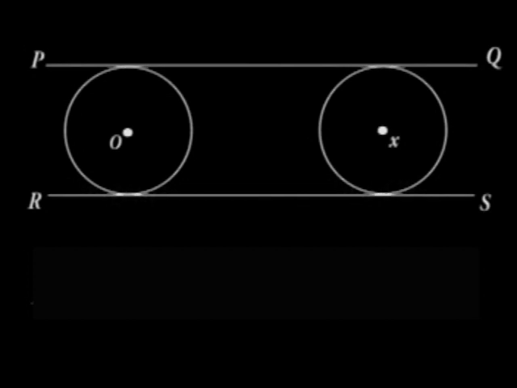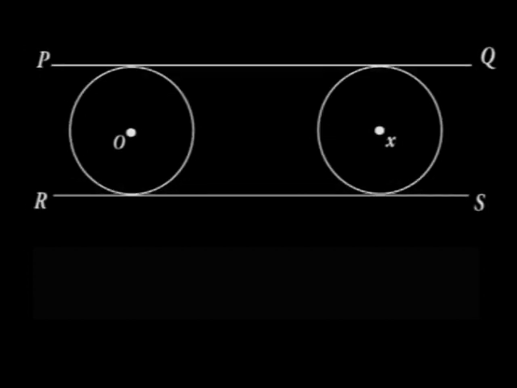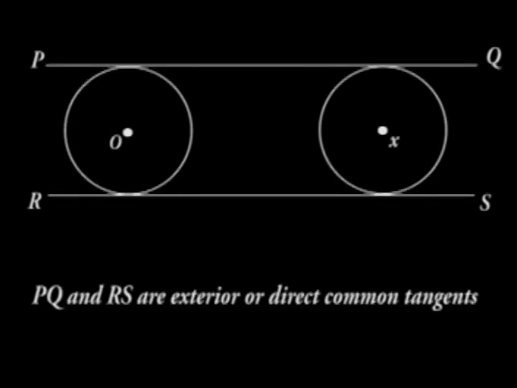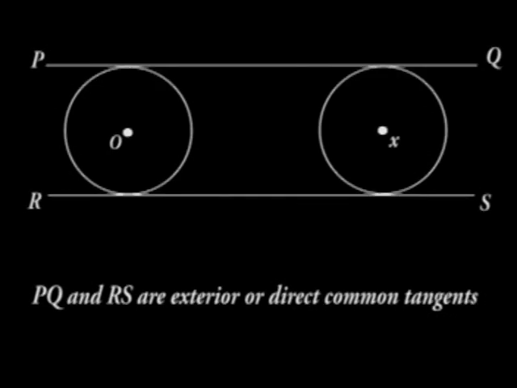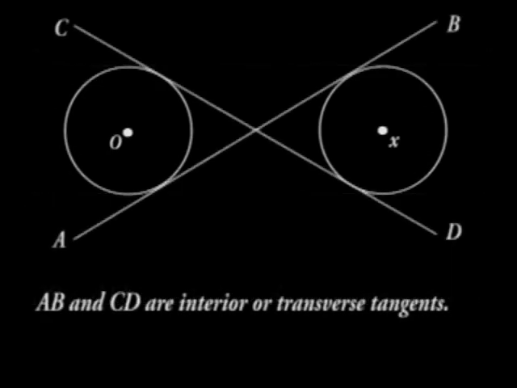Tangents common to two circles. Consider the figure below. PQ and RS are exterior or direct common tangents. Consider the other figure. AB and CD are interior or transverse tangents.